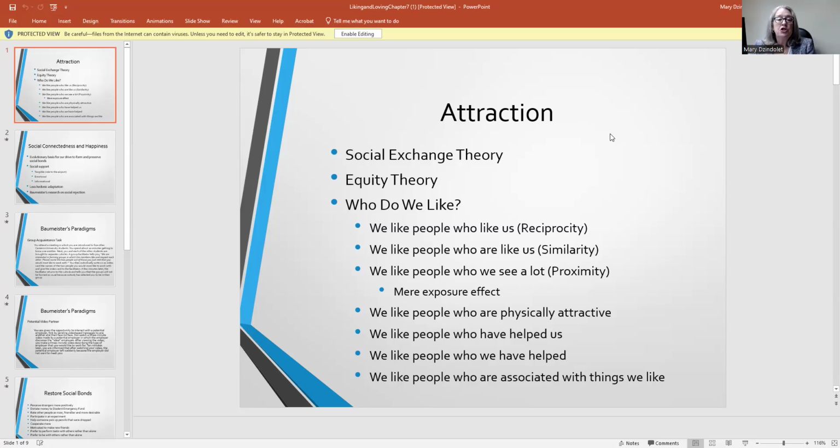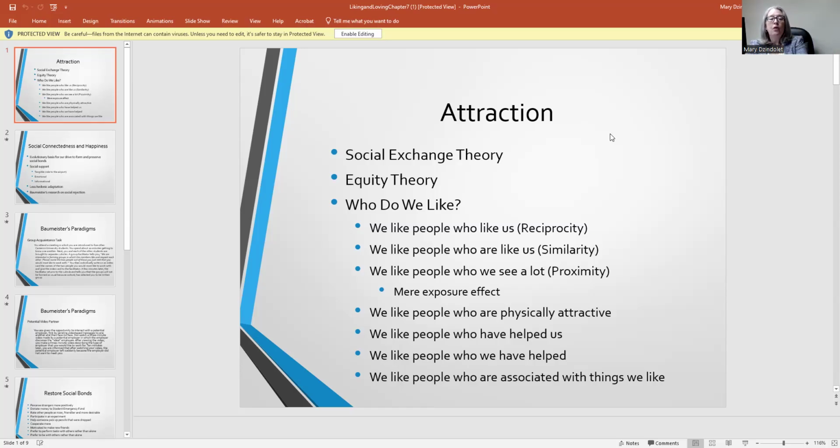So social exchange theory basically says that we're selfish monsters. No, what it says is that we are initially attracted to people who give us lots and lots of rewards and cost us very little. So of all the people that we meet, who are we going to be most attracted to? The people who give us the most rewards, costing us the least. That ratio of costs to rewards is as low as possible, rewards to costs as high as possible.